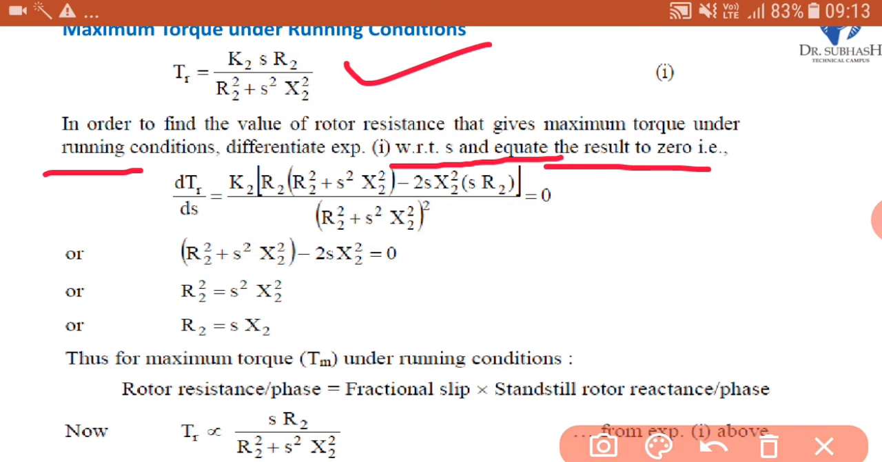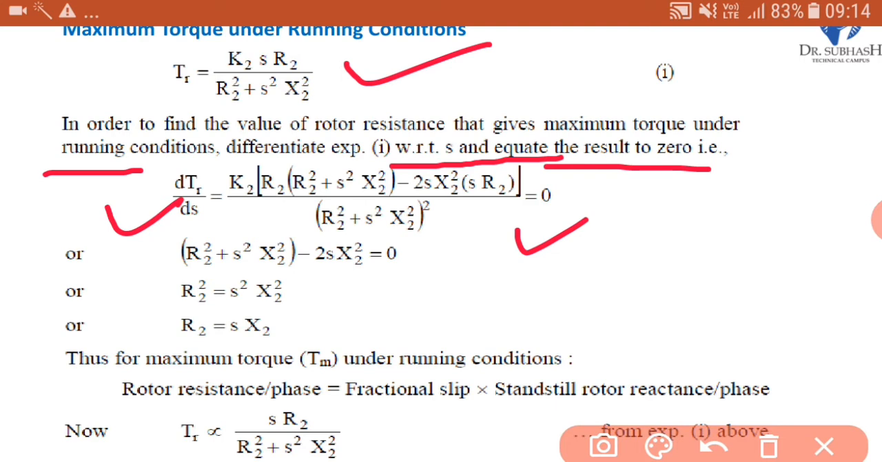So dTR upon dS is equal to K2 into the differentiation of this. It means first differentiation of numerator term, S into R2, into the denominator term, plus this, minus the differentiation of the denominator term into the numerator term as it is, and divide by denominator square. This is the rule of differentiation, and equate this to 0.